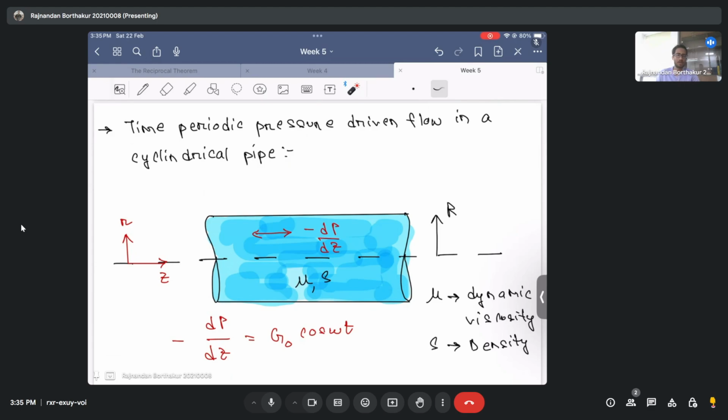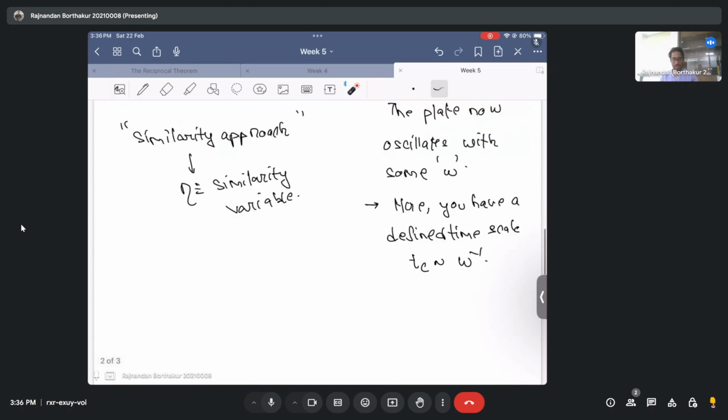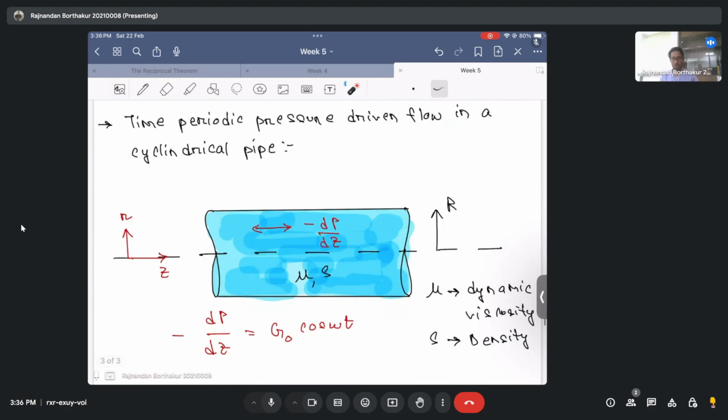So I'll stop here for some time. We'll proceed very slowly, and we'll be doing this non-dimensionally, and this will give you a flavor of how powerful non-dimensional equations and their solutions are. So I'll stop here for some time, and I'll let you think about what we just discussed regarding the Stokes first and second problem, and then subsequently going into the solution of this transient yet periodic pressure driven flow in a cylindrical pipe.